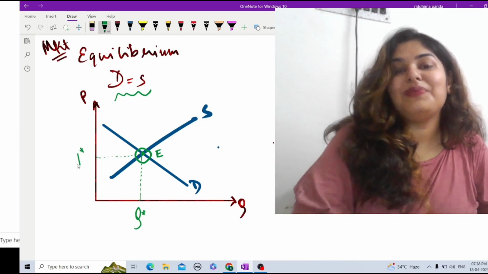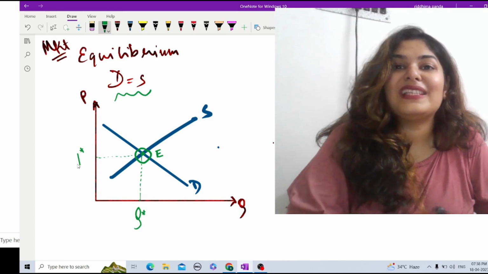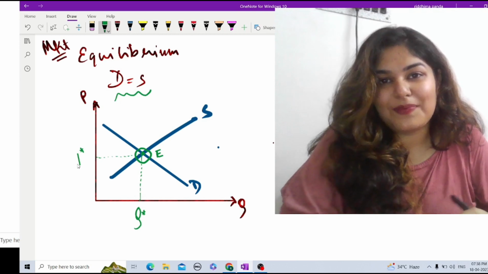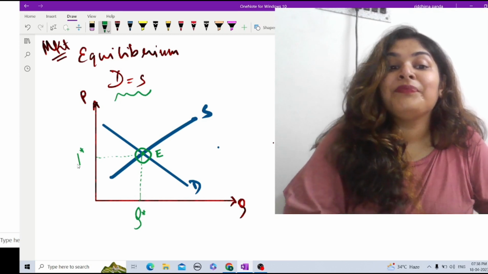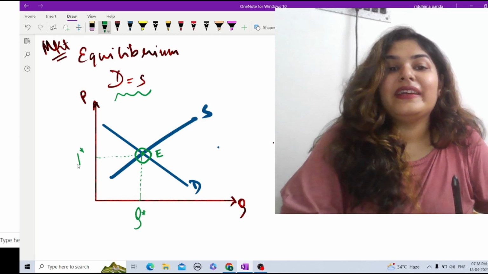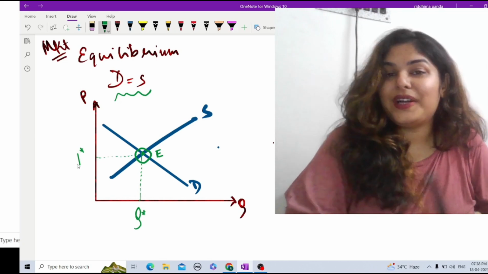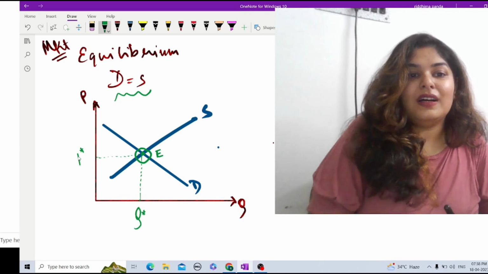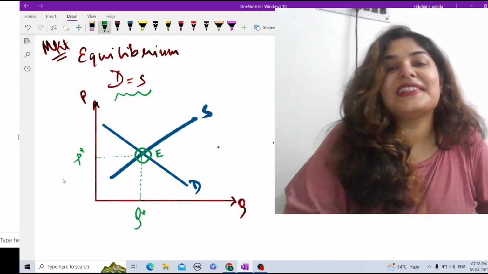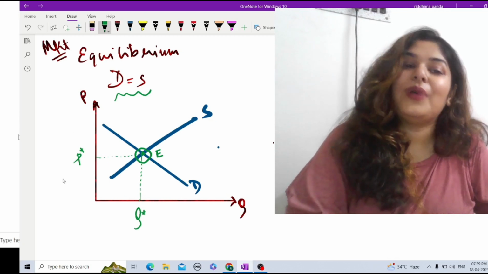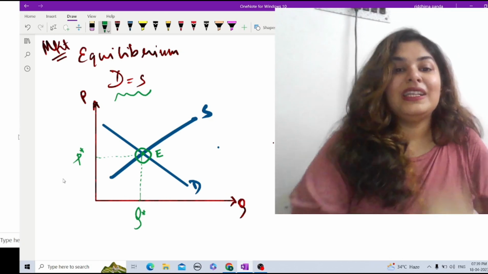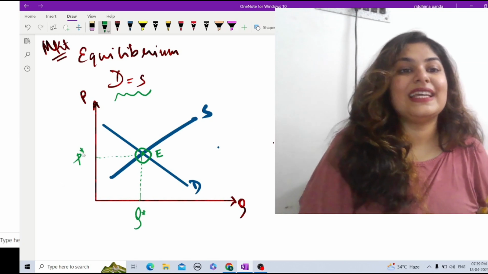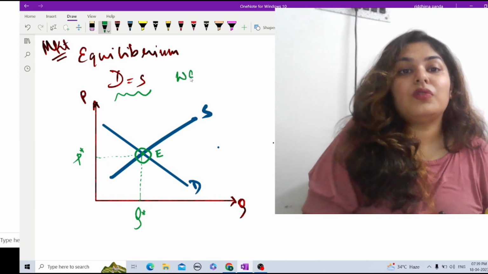Q star is our equilibrium quantity and P star is our equilibrium price. So, what are the equilibrium price and equilibrium quantity? Equilibrium price is the price at which quantity demanded is exactly equal to quantity supplied, and Q star is the equilibrium quantity where quantity demanded is exactly equal to quantity supplied. Means at this price and quantity, demand in the market is exactly equal to supply of the market. That is, there is no excess supply and no excess demand.